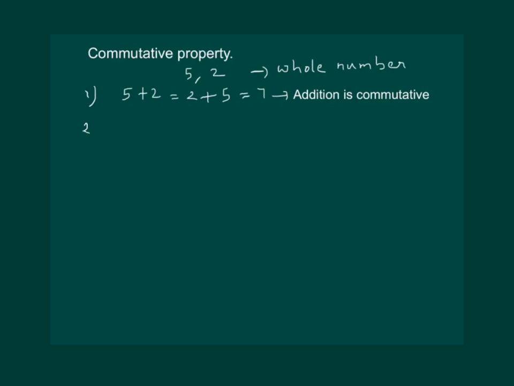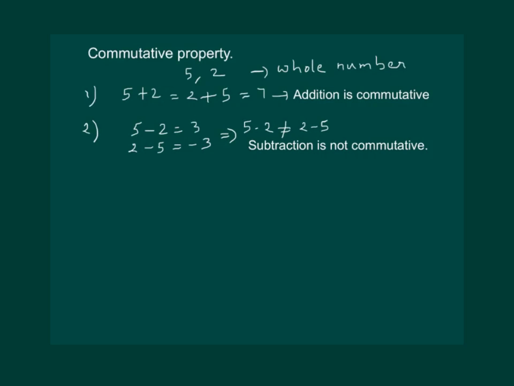Next, let us try 5 minus 2 is equal to 3, but 2 minus 5 is equal to minus 3. This implies that 5 minus 2 is not equal to 2 minus 5. Hence we can say subtraction is not commutative.